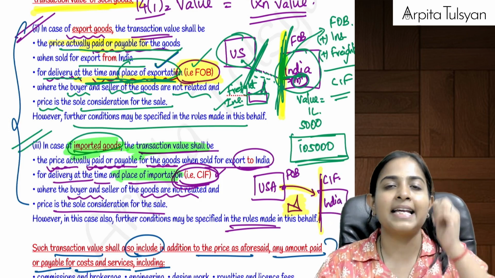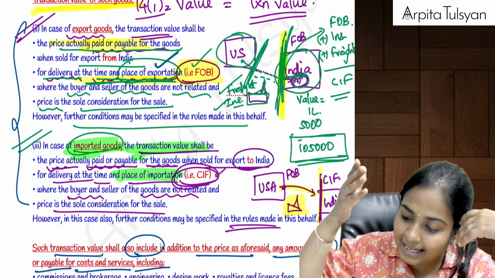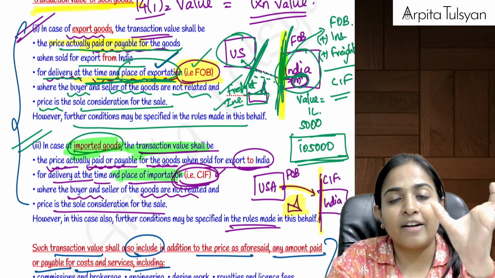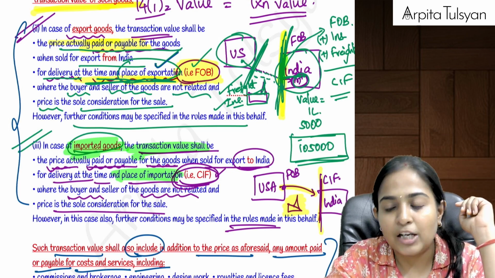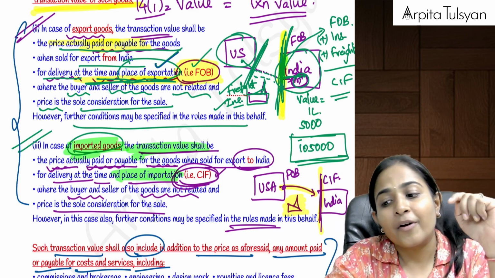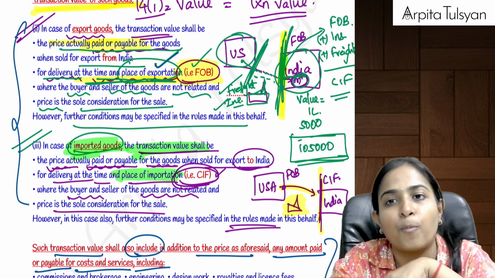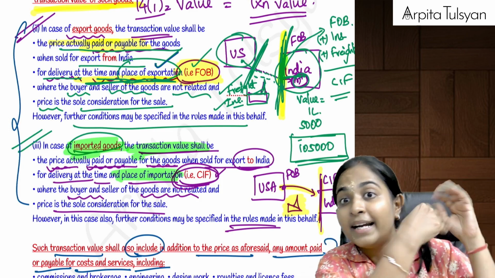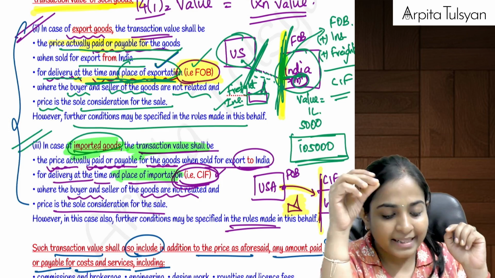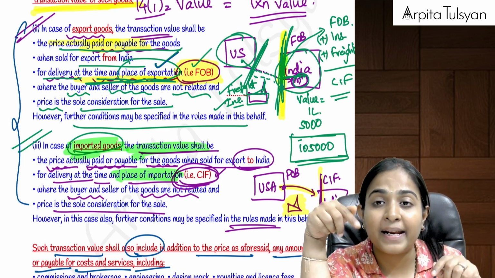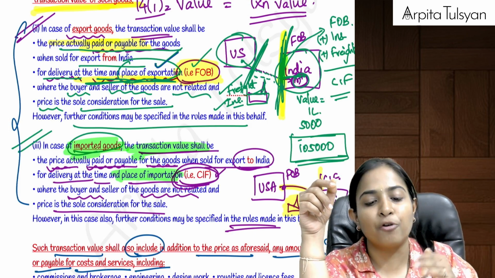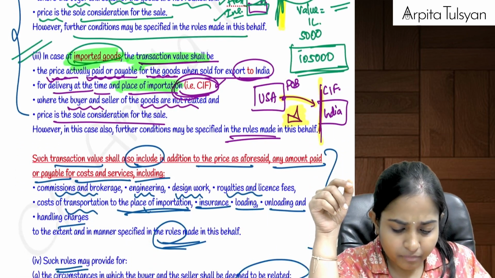Basically on the CIF, cost, insurance, freight, basically whatever costs are incurred till the place of importation on that particular value. That particular value will be called the transaction value, provided the seller and buyer are not related and price is the sole consideration. Similarly, the transaction value in case of export of goods, when we are exporting from India to another country, is the price paid or payable by that person for delivery at the time and place of exportation. Place of exportation means India. So on the FOB, the export duty will be applicable. Are you clear with this?